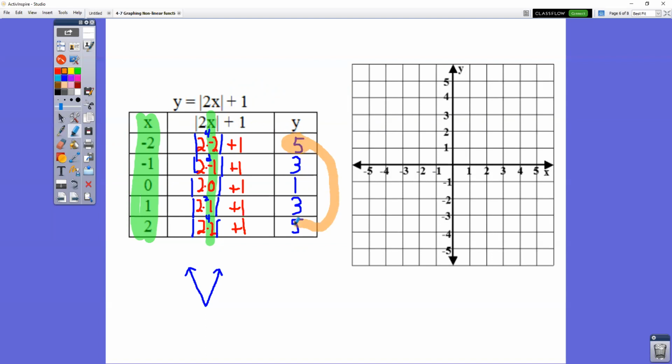Notice what happened again. Our first number and our last number are the same. The second number and the fourth number are the same. That is always going to happen because this middle number is the bottom dot in our V, or if it's upside down, the top dot. And then we have to have equally spaced dots on both sides of the V to get that perfect V shape.